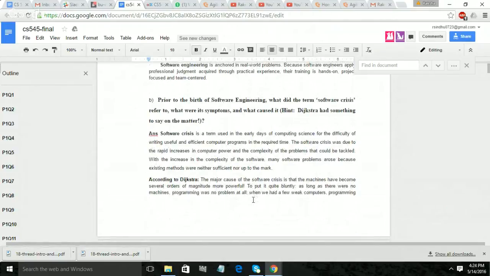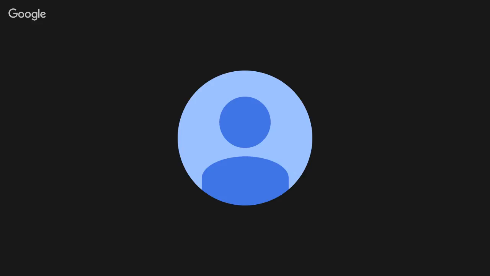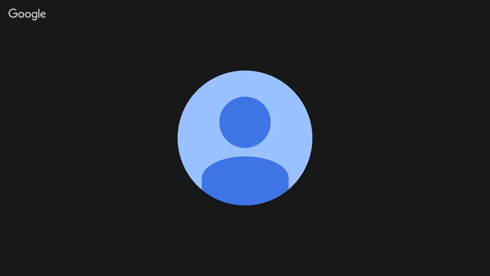The second question was what is meant by software crisis and what are its symptoms and causes. Basically, I had to explain with the extra point of view. Before that, I have explained what is software crisis and what Dijkstra said about it here. Then these are the symptoms you can see, and causes are explained in the definition.